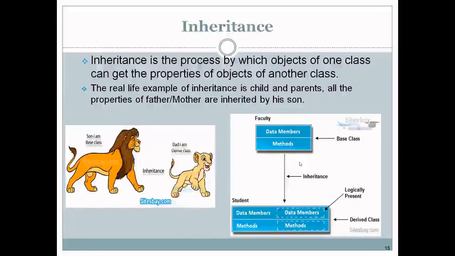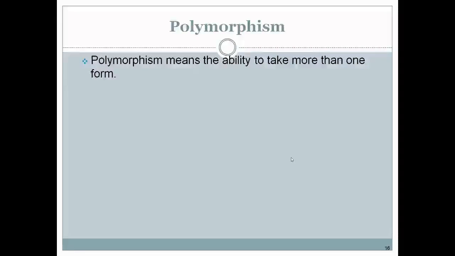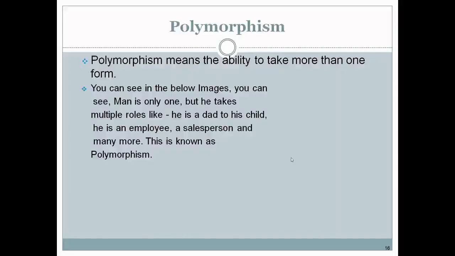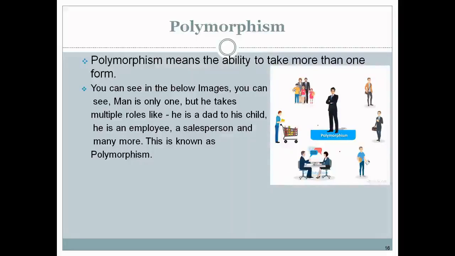The next concept is polymorphism. Polymorphism means the ability to take more than one form. Polymorphism is made of two words, poly and morphism. Poly means many and morphism means forms. That means many forms. Look at this example.